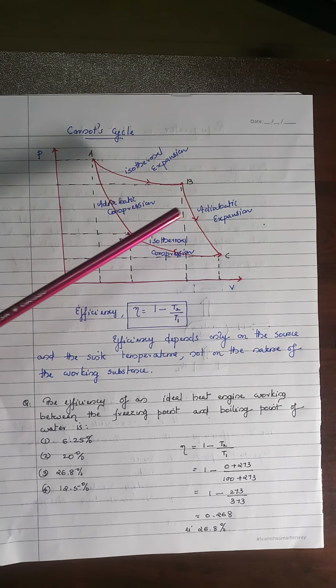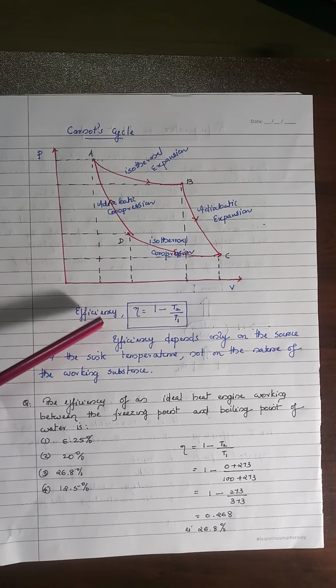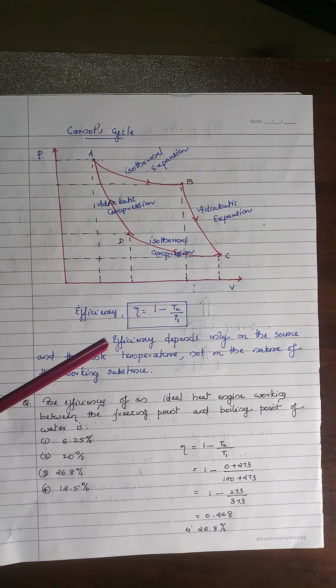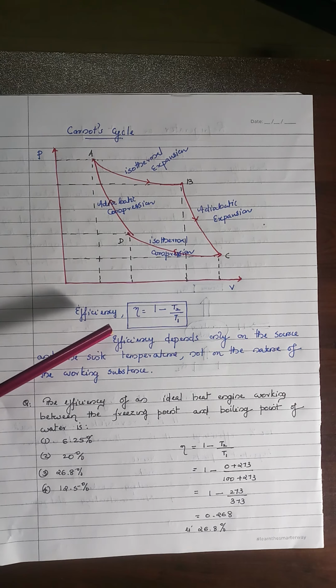The total change in internal energy becomes zero. And keep in mind the efficiency as 1 minus T2 by T1. By this relation, the efficiency depends only on the source and the sink temperature and not on the nature of the working substance.